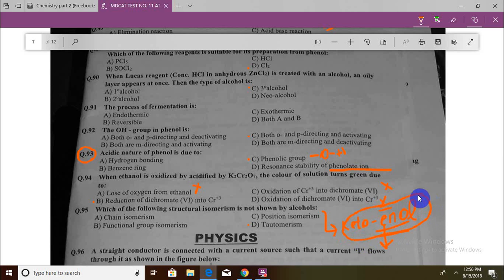This is important. It can show position isomerism, it can be primary, tertiary, whatever. Chain is shown by literally everything, and functional group isomerism can be shown with the ethers. And as to where this tautomerism thing comes up from the book, it's in Chapter 7, Fundamental Principles of Organic Chemistry, on page 118. Over there, in the last part of the chapter, you will have tautomerism.